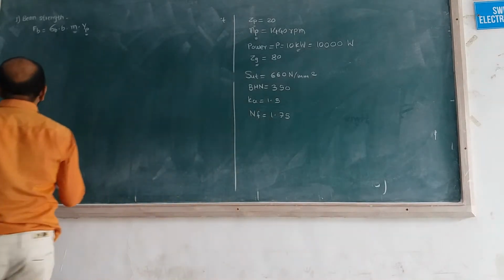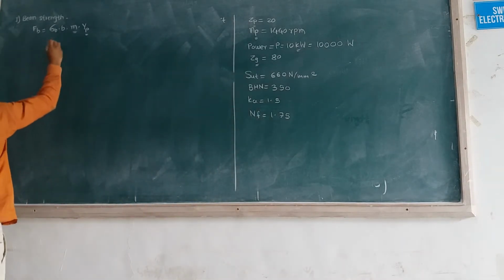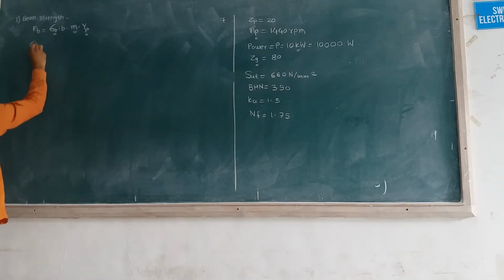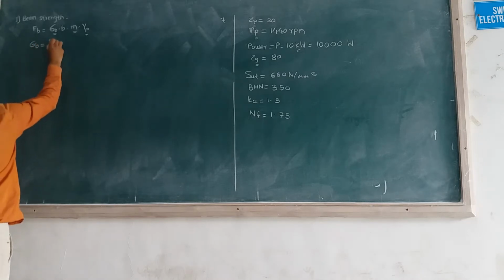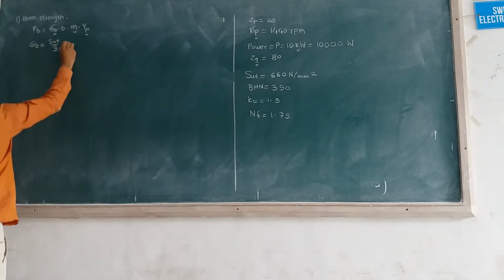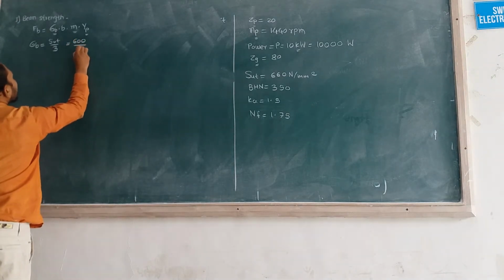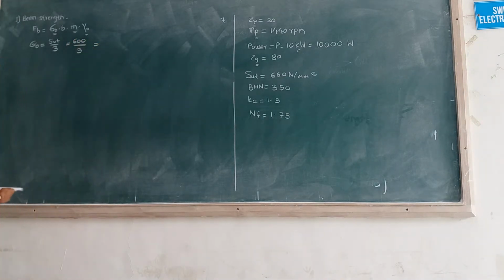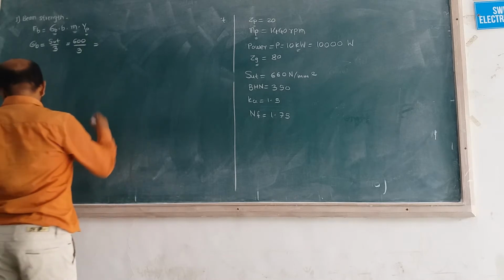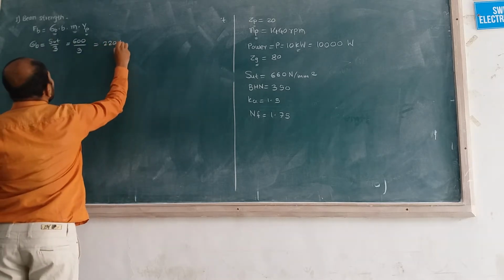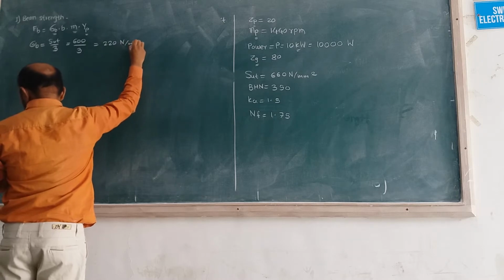We substitute all the values. For that purpose we need sigma b. So sigma b is equal to SUT upon 3. We know the value of SUT, that is 660. Substituting here and calculating this value, we get sigma b is equal to 220 Newton per mm square.